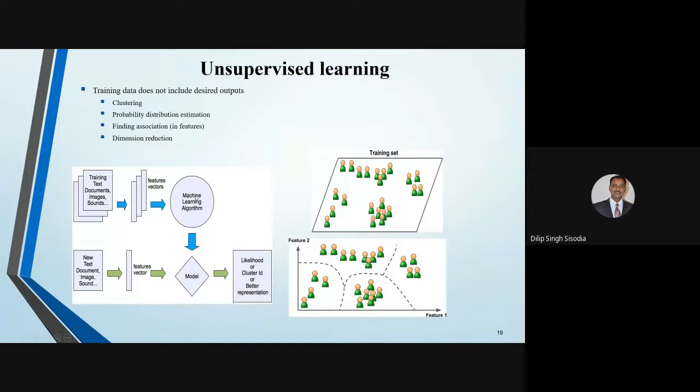Different tasks can be done with an unsupervised learning algorithm, like clustering, association rule mining, or dimension reduction. Here only input data is there. We will extract the feature vector and pass it to the algorithm. This unsupervised algorithm will automatically find the patterns within the data.